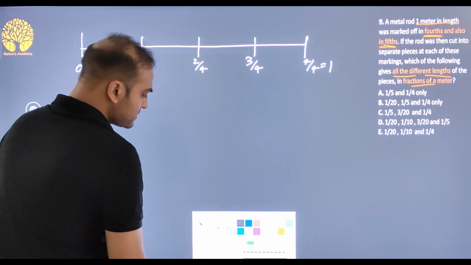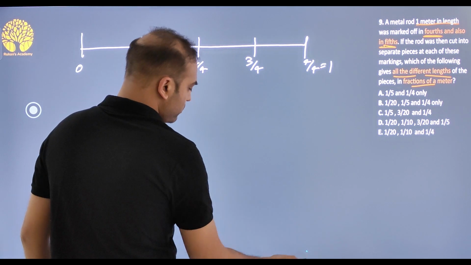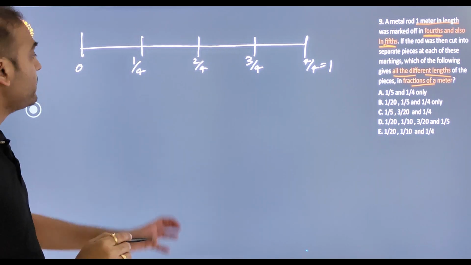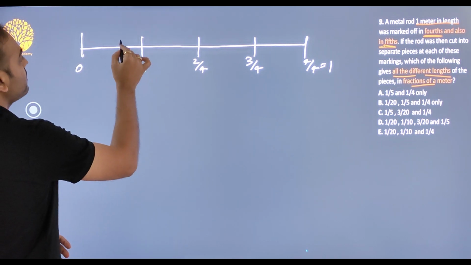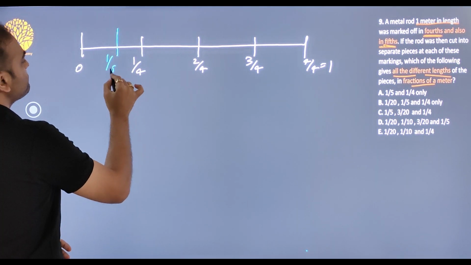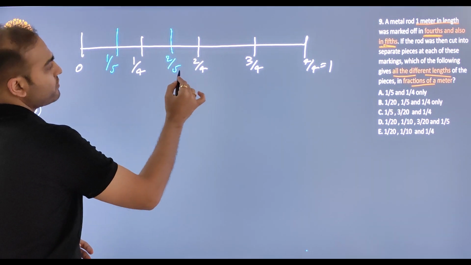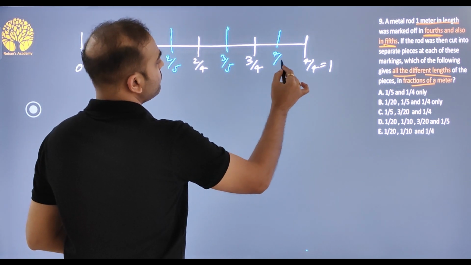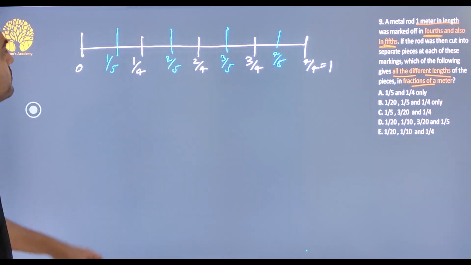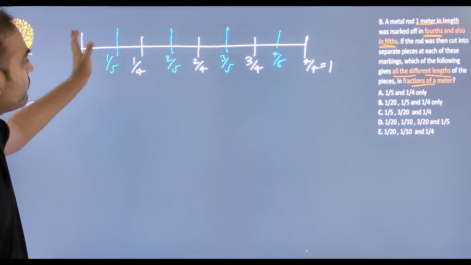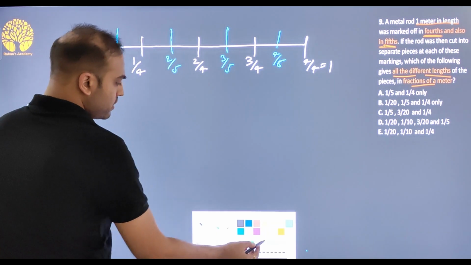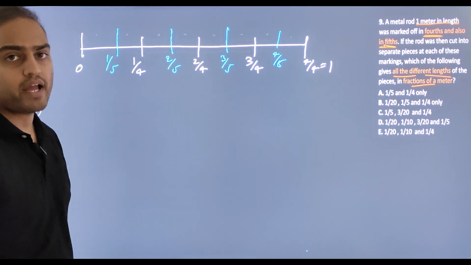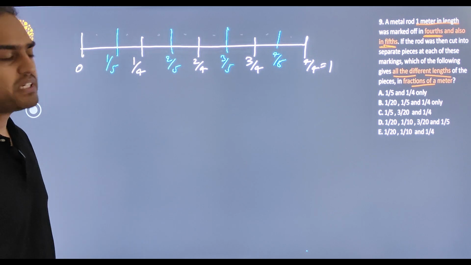Now I need to break it into fifths as well. So 1/5. Now this is where understanding comes into play. You should know 1/5 is less than 1/4. So this is where my 1/5 will come, 2/5, 3/5, and 4/5. So I've broken the metal rod into fifths also. If you count, you have 8 pieces. 1, 2, 3, 4, 5, 6, 7, 8. Now we want the length of each piece.